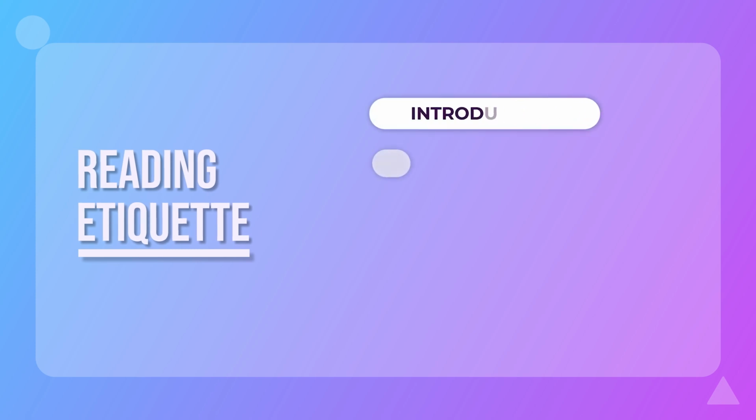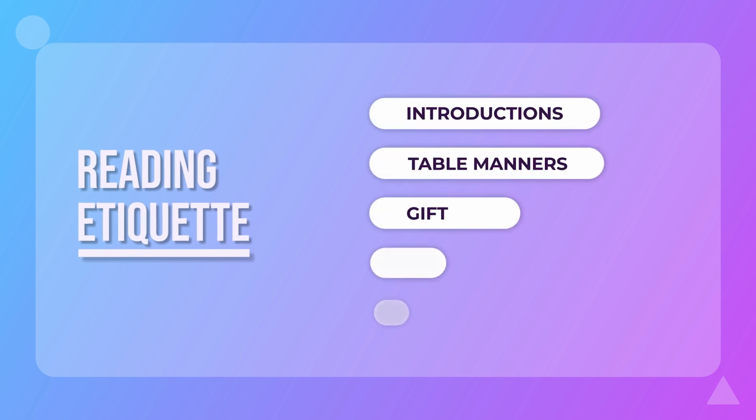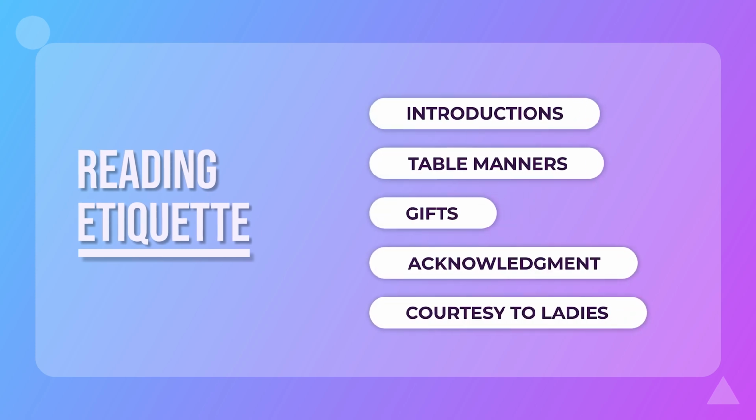While one reads a passage on etiquettes, it contains how one should introduce, the kind of table manners that are required, the kind of gifts one should carry, the kind of acknowledgements that one should express, and also very importantly, courtesy to ladies, and how it has changed over time.